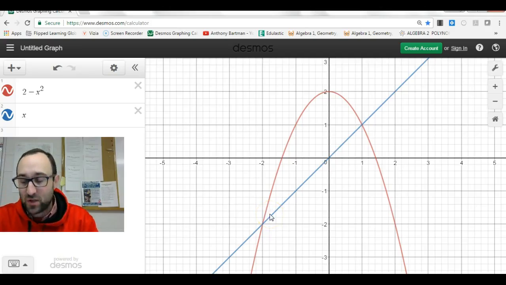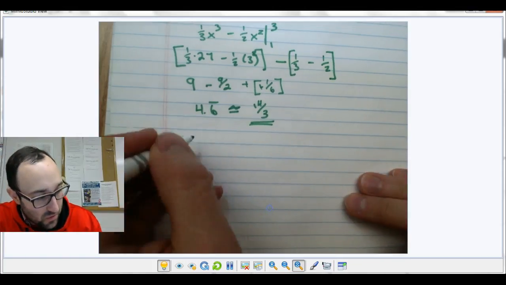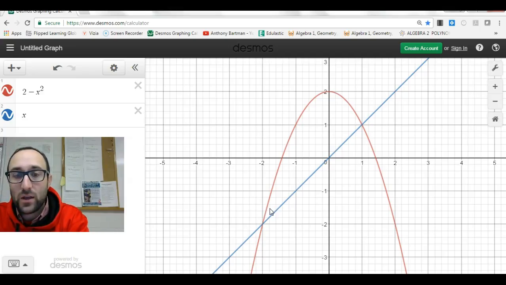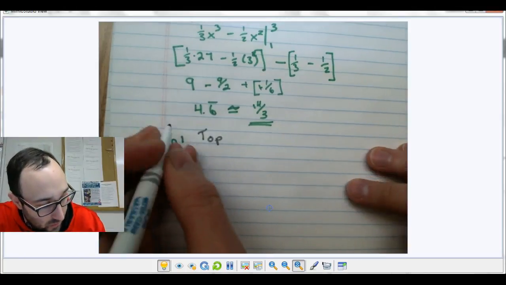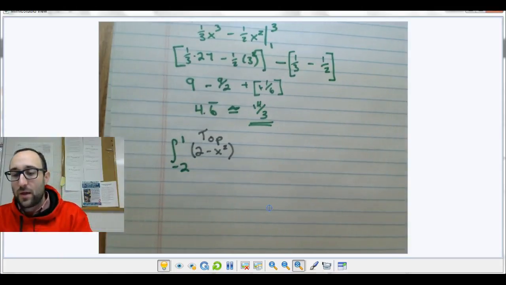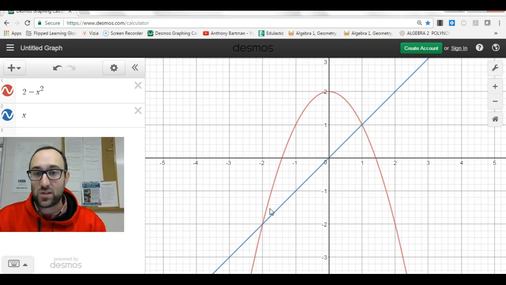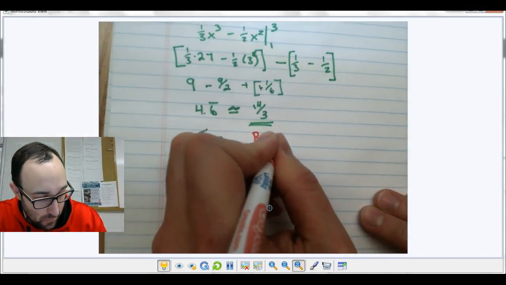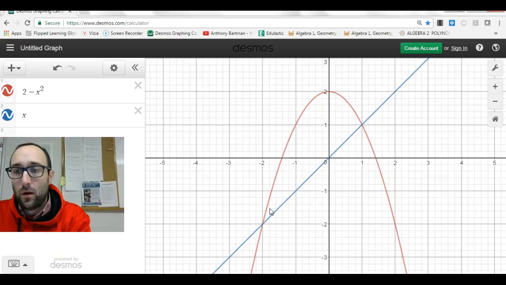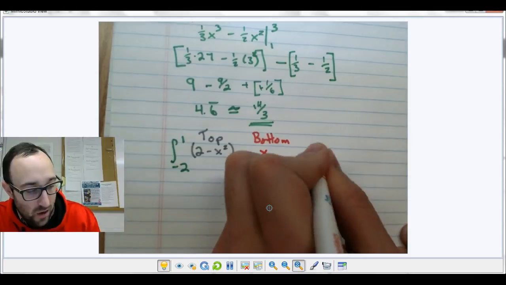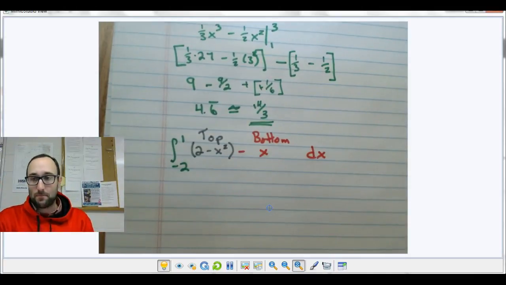Okay, good. Next question. Which equation is my top equation? Which one is going to be the top? It is 2 minus x squared. So I'm going to do 2 minus x squared, and put it in parentheses. Okay, and next question. Which is going to be my bottom equation then? Which is the bottom equation? The bottom equation is x. So I want to subtract x, and then we're going to write dx at the end.